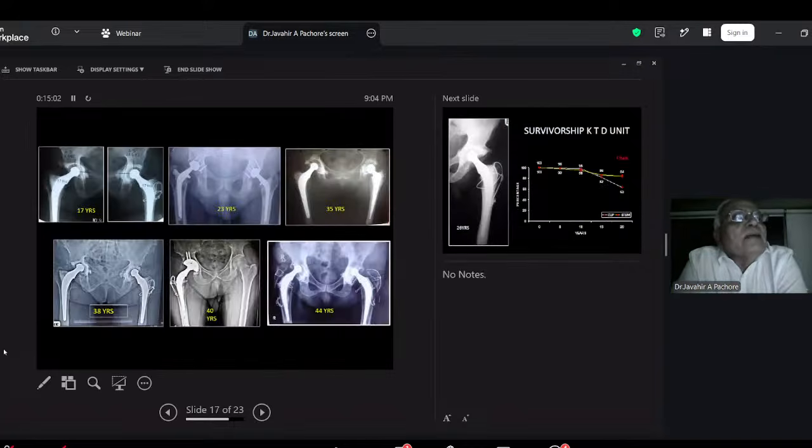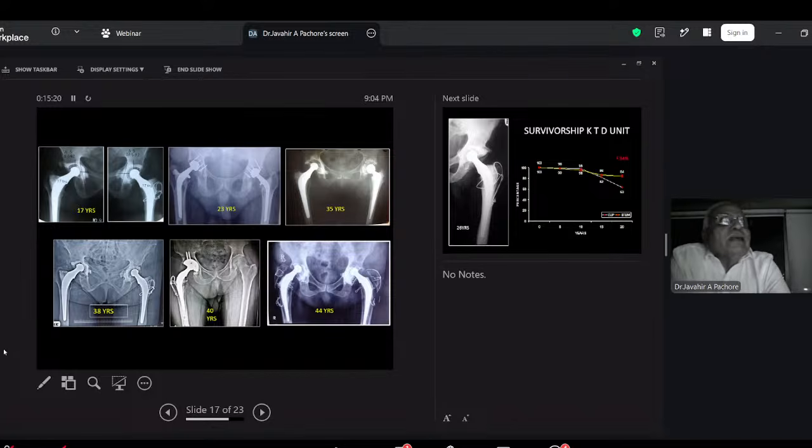So these are some examples from Dr. K.T. Dholakia's unit and our unit. Look at that: 17 years follow-up in ankylosing spondylitis. That's 23 years, one of the Olympic players, with a hybrid hip. And that's 35 years follow-up. And this is 38, and the last is 44 years follow-up.